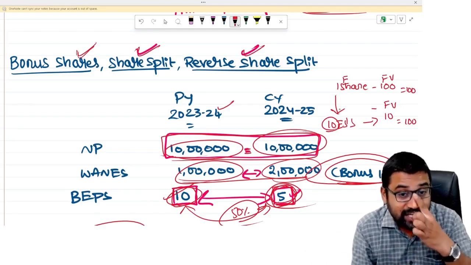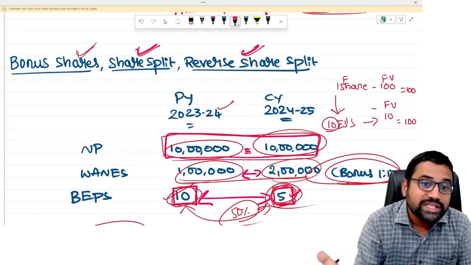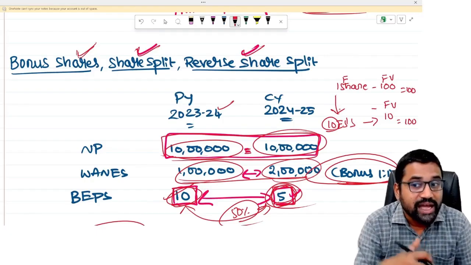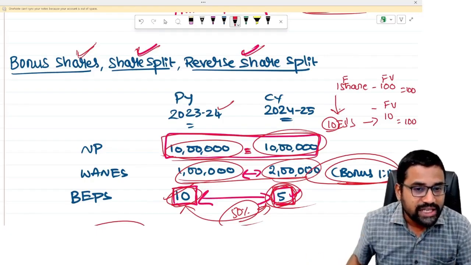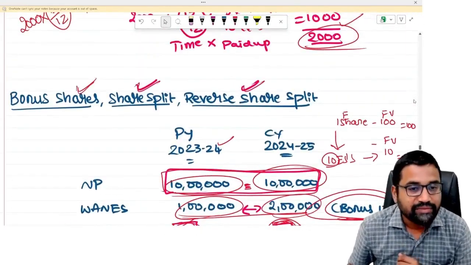Therefore, in the question, if there is a share split, what you need to do is see how many shares increased because of the share split. Those additional shares are treated as there from the beginning of the last year, and we need to restate the last year EPS and compare it with the current year financial statements. Similarly, the same happens with a reverse share split.